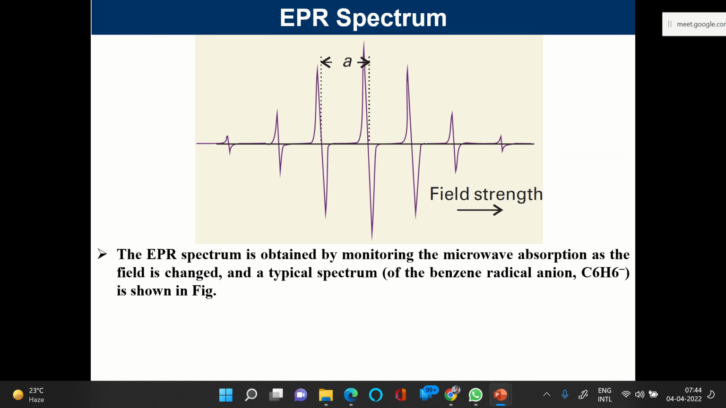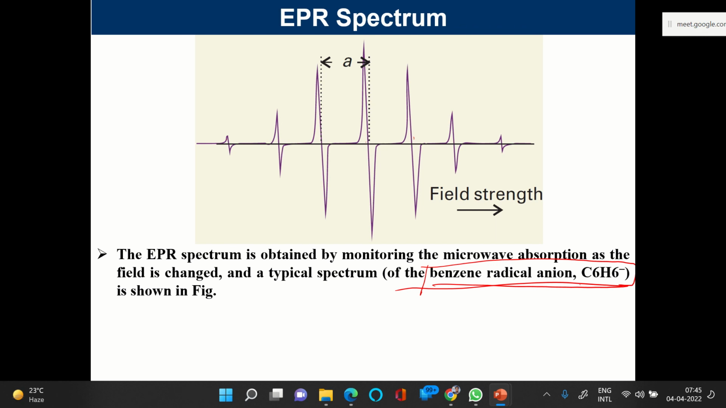We start with this. This is how a typical EPR spectrum looks, and this is for a benzene radical anion. Benzene, if it gains one electron, gets a minus charge, so you can see C6H6 minus, of course with the 6 as subscript. You are getting 1, 2, 3, 4, 5, 6, 7 peaks of varying intensity. So again the idea remains the same.